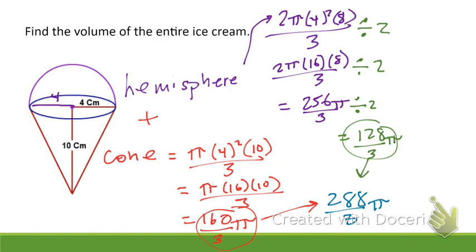All right, so we'll go ahead and look at the cone first, because that's the easier one to do. So for the cone, I used a radius of 4, the height of 10, and I got a final answer of 160 over 3 times pi. Okay, we're just going to leave it in pi form for this problem.